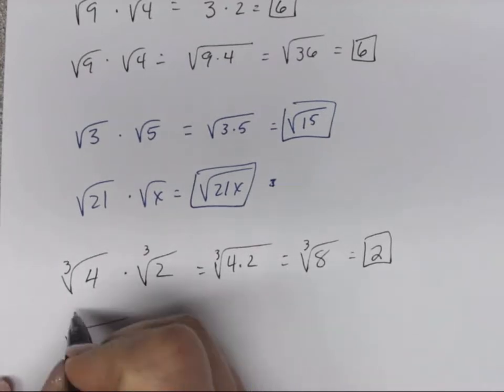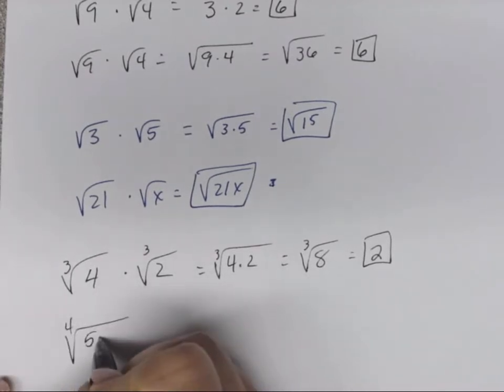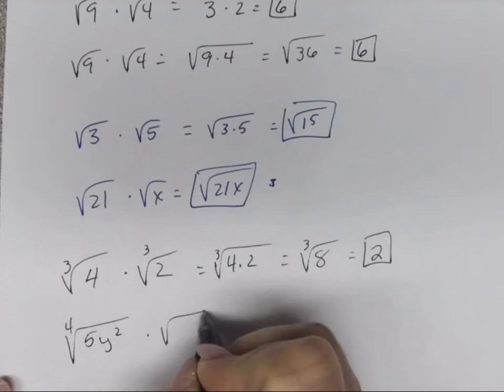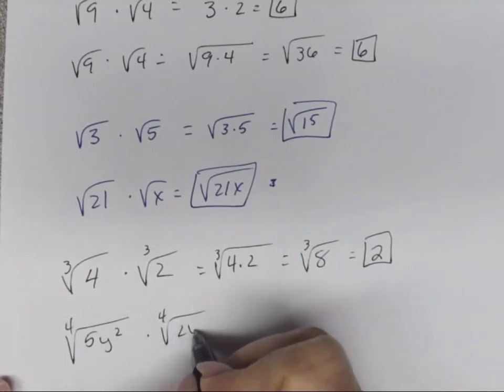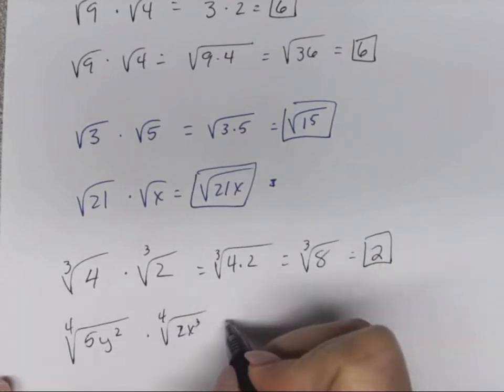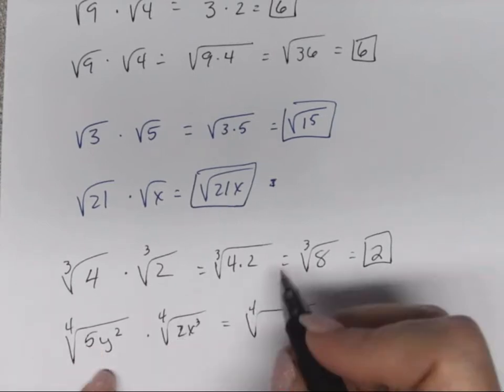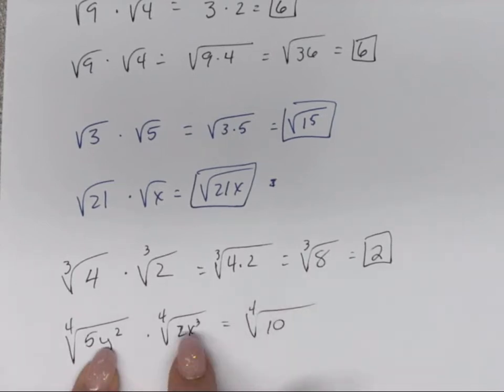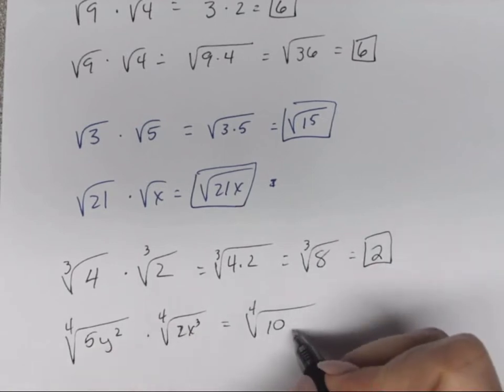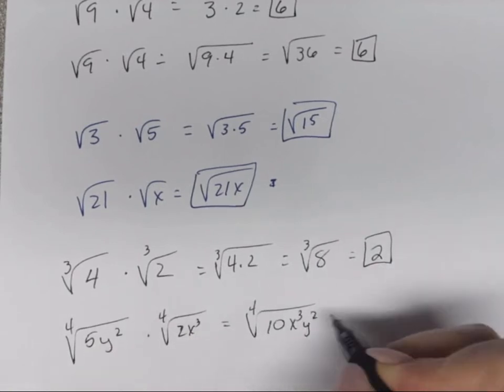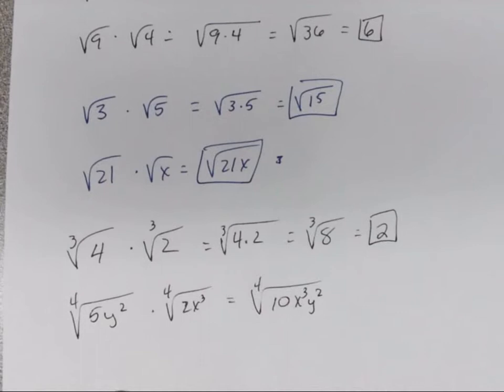We can do the fourth root of 5y squared times the fourth root of 2x cubed. And that gets us the fourth root of 5 times 2, which will get us 10. And then we have an x cubed and a y squared. Order does not matter. We can't do anything to reduce that because we don't have 4 of a kind for any of those. So that is just going to stay the way that it is.